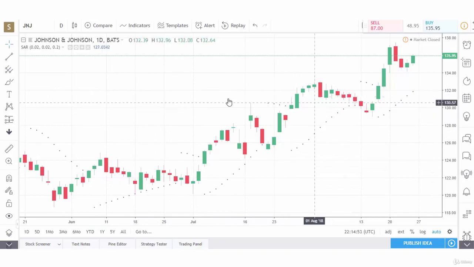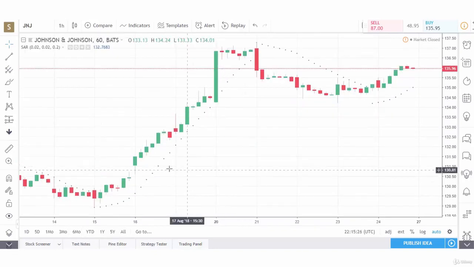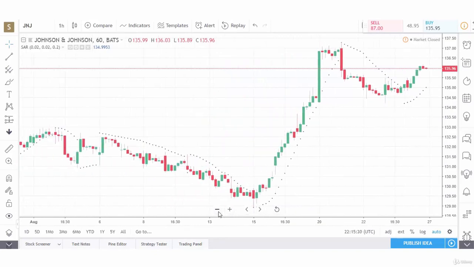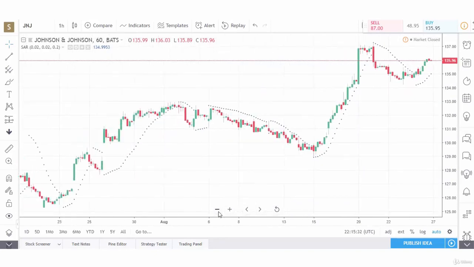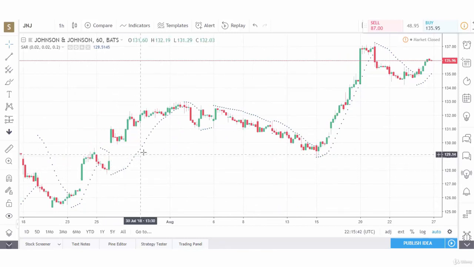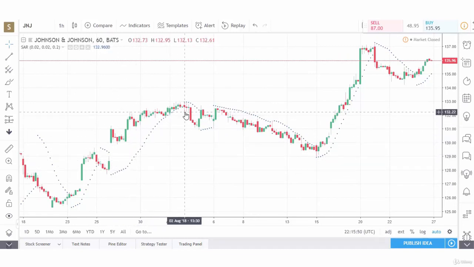We see the uptrend here. So let's take a look at our hourly chart. We're going to pull back, give us a few days of trading time here. If we begin on July 25th, we would have had a buy signal here, entering around 128, an exit signal around 132. We would have had a buy signal here. This would have been a flat trade.